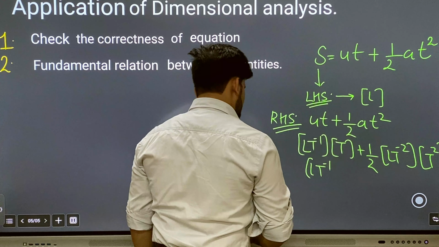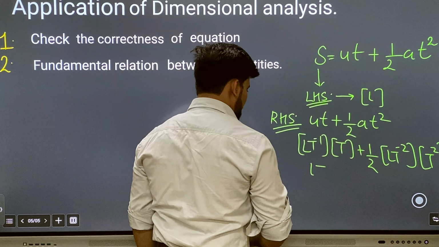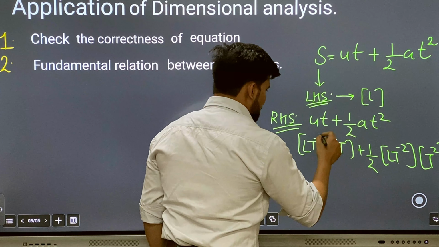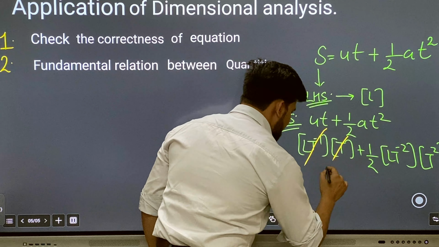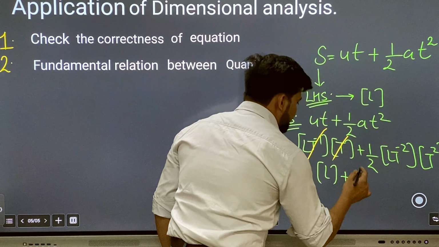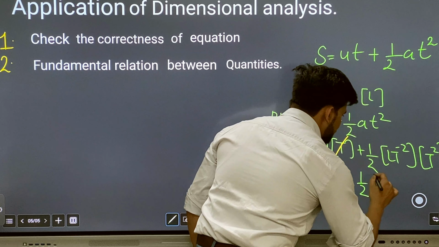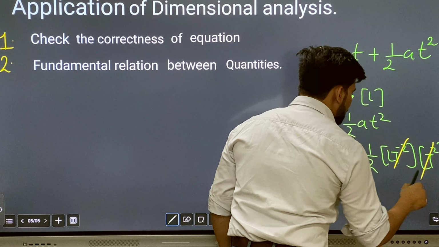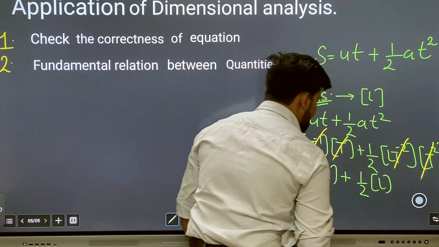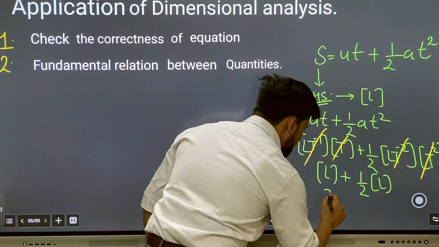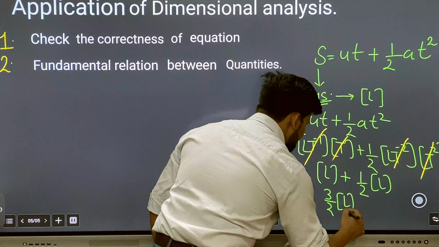अब because LT⁻¹ और LT⁺¹ will be cancelled out, क्योंकि ऊपर में जाएगा तो वो cancel out हो जाएगा. तो these two terms will be cancelled out. Here only will remain L, big bracket, upon 1/2 multiplied by T⁻² T⁺², will also cancel out. It will become length. So length plus 1/2 length will become 3/2 length.